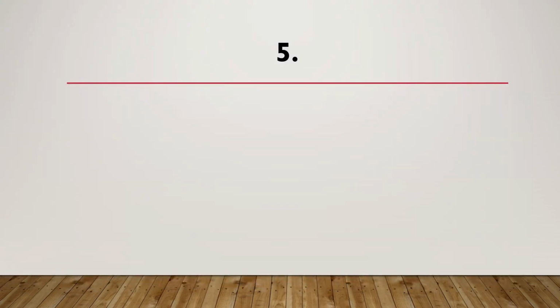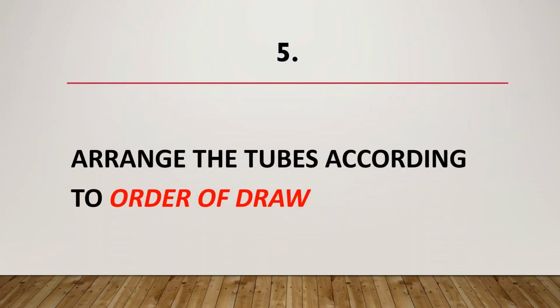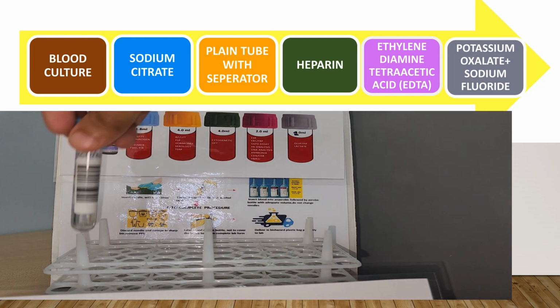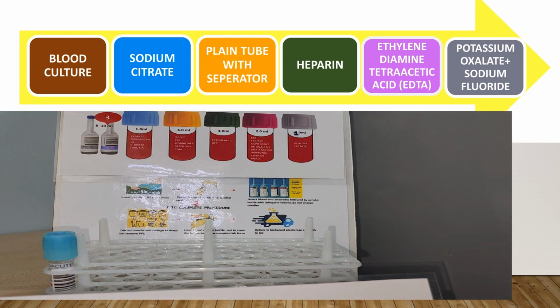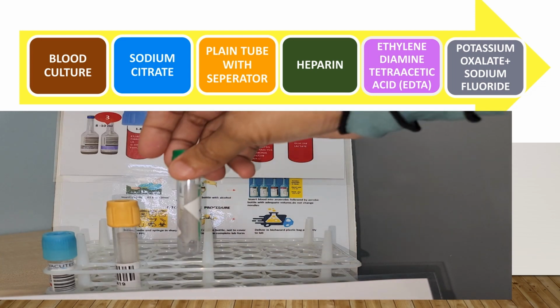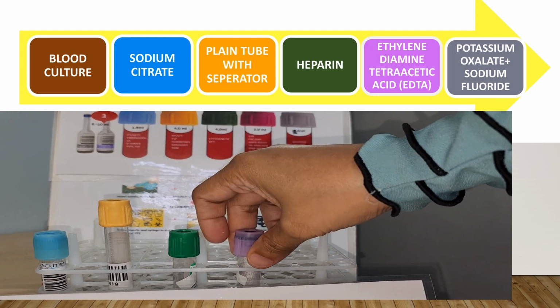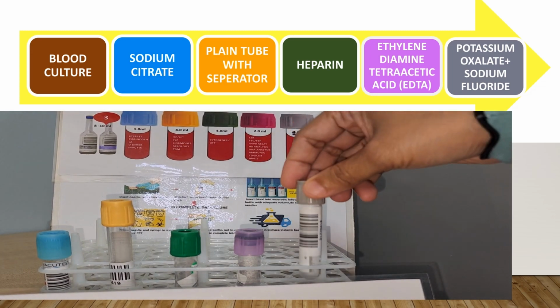Blood samples must be drawn by phlebotomists in a specific order to avoid cross-contamination of the sample by additives found in different collection tubes. The correct order of draw follows. 1. Blood culture. 2. Sodium citrate tube. 3. Plain tubes. 4. Heparin tube. 5. EDTA tube and 6. Sodium fluoride, potassium oxalate.